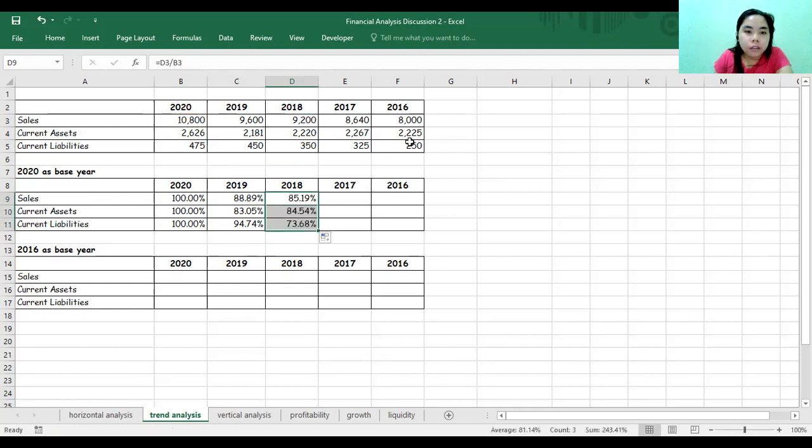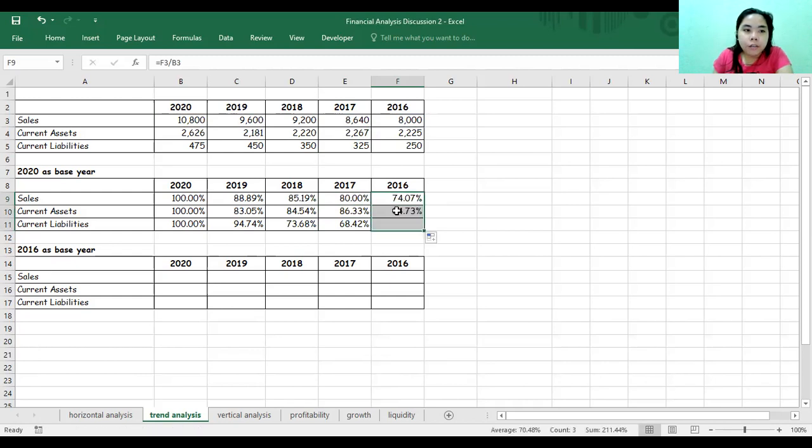For sales, it is 9,200 divided by our base year of 10,800 for 2020. Okay, so I have to drag it down. That's right. And for 2017, the base year is 2020. And for 2016, 8,000 divided by 10,800.